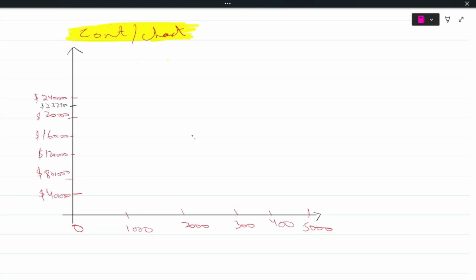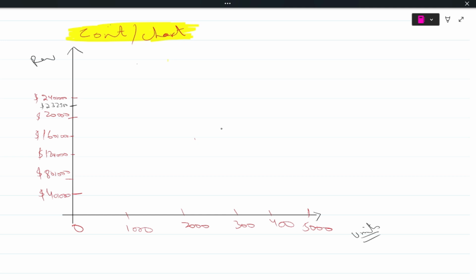Okay, so now I'm done with making the y-axis and the x-axis. Y-axis represents the revenue, x-axis represents the units, right? And what are we making? We are making the contribution chart. Now, contribution chart, remember that it's the same as the break-even chart, just that instead of the fixed cost line, you have the variable cost line, right? Again, something that we have already discussed in our previous videos.